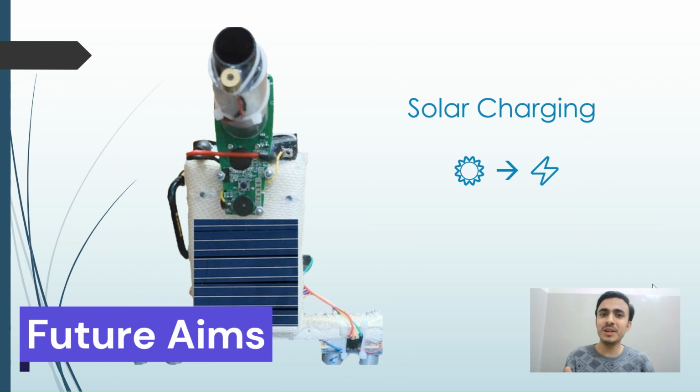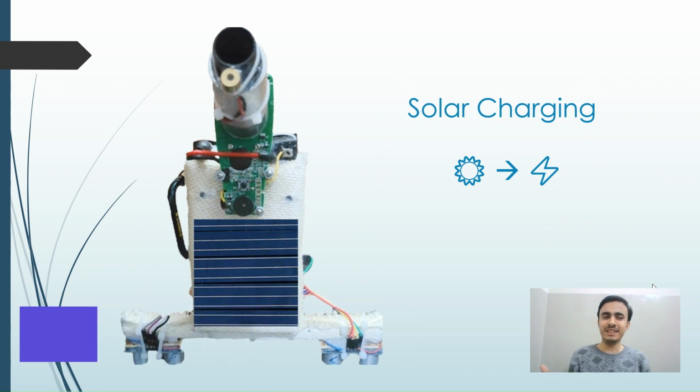Okay, so now let's talk about some of my future aims with this project. The first one is solar charging. As you can imagine, if an area has molten aluminium nearby, that area will, of course, be very, very hot. So we can utilize that heat energy to produce electrical energy using a solar panel, and that can charge our batteries and charge the device as it's being used simultaneously. So it never runs out of battery. And that's what I will be doing very soon.